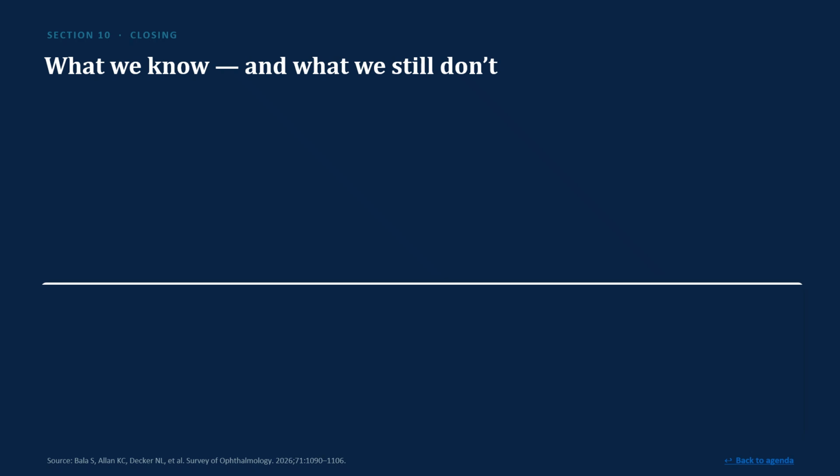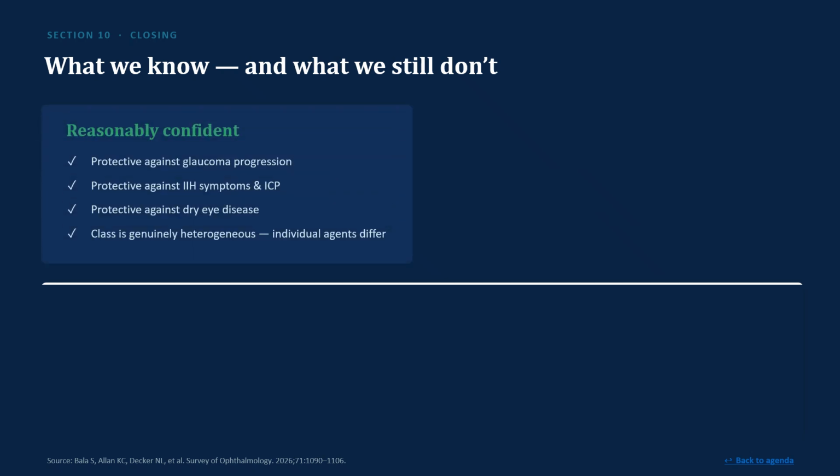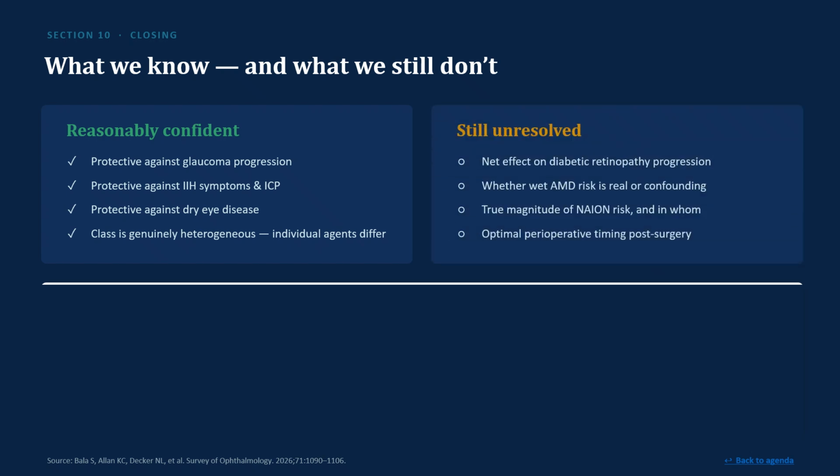Now, what we know and what we still don't know. Reasonably, we are confident that it protects against glaucoma progression, and protects against IIH and intracranial pressure. It has a protective action against dry eye disease, and the class is genuinely heterogeneous. Individual agents will differ. Still unresolved is the effect on diabetic retinopathy progression, and whether wet AMD risk is real or because of confounding factors. The true magnitude of NAION risk and in whom the risk is higher still has to be resolved. Optimal perioperative timing post surgery also has to be resolved.